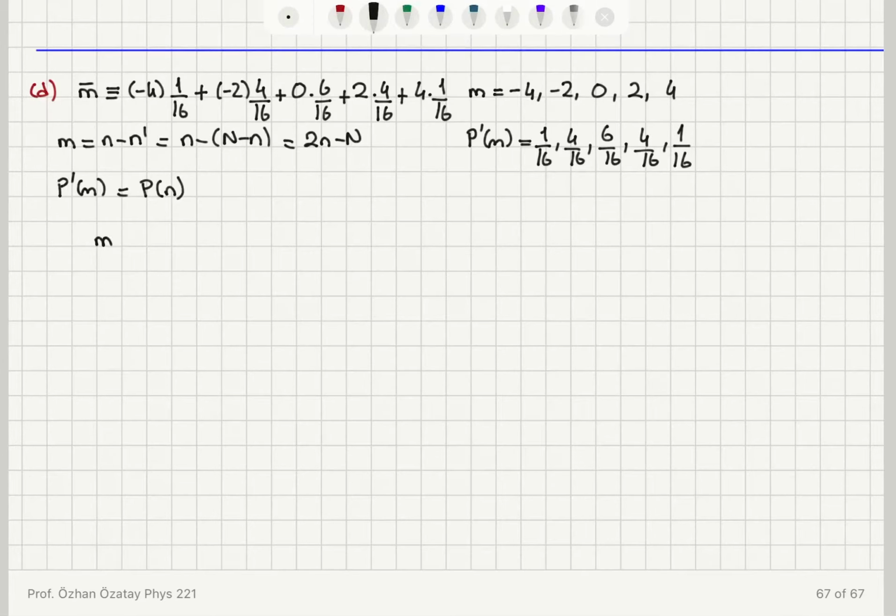Okay, so I can calculate this now. -4/16 minus 8/16, 0/16, plus 8/16, plus 4/16. As you can see, the answer is 0. The average value of m, the total moment number, must be 0.